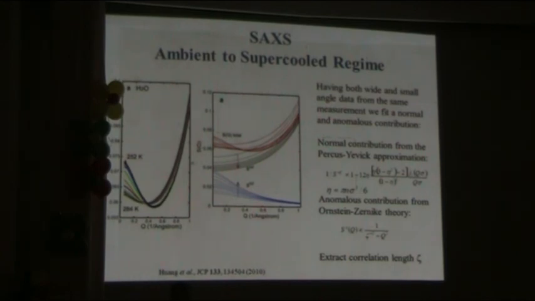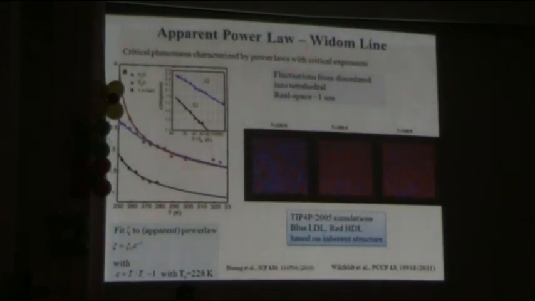From the small angle X-ray scattering data, we can extract an anomalous component. Now, what we do here, since we're not focusing solely on the extreme small Q region, but we also go up so we can see the tail of the first peak in the structure factor. This means that we can fit a normal component and an anomalous component. So we can extract the correlation length according to Ornstein-Zernike theory.